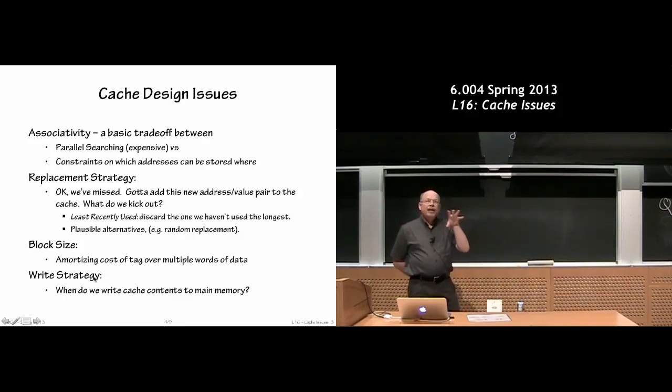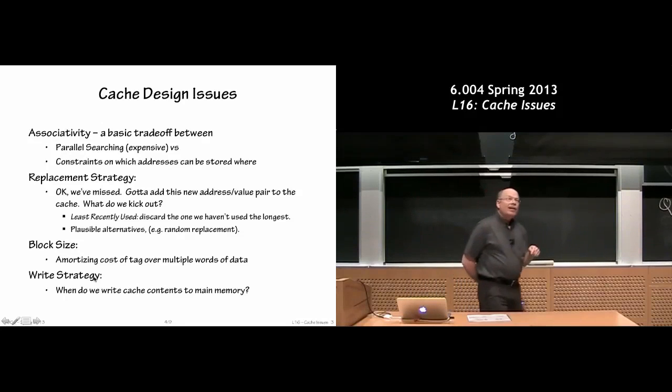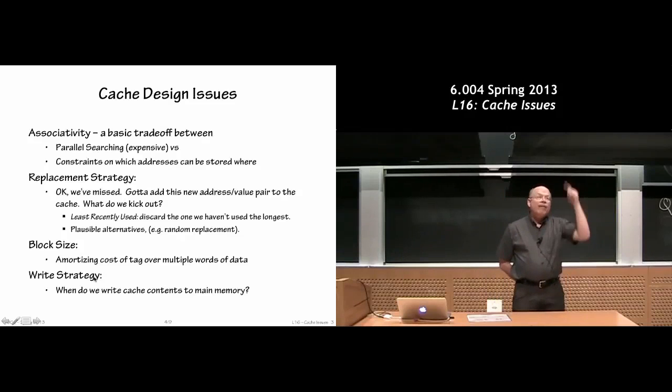So associativity is about figuring out how many different places an address can live in the cache. So it could only live in one place, it could live at any line in the cache, and the more places it can live in the cache, the more expensive the search can be. Obviously, if a particular address can only be in one place in a big cache, we only have to look just there. If it can be any place in the cache, we have to invest in the hardware to look everywhere at once, and that's very, very expensive.